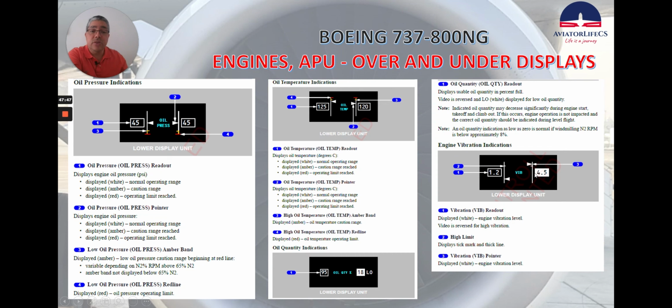Engine vibration indications, number 1, readout displayed white, engine vibration level, video is reversed for high vibration. Number 2, high limit, displays tick mark and thick line. Number 3, vibration pointer, we can see it here, displayed white, engine vibration level.